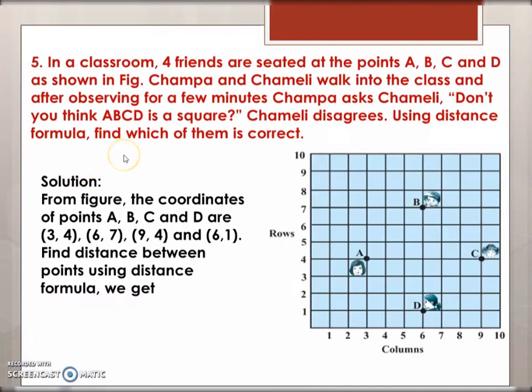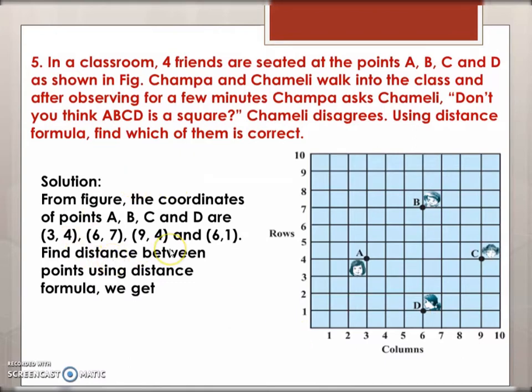So this is question number 5 from exercise 7.1. Now in the given figure there are 4 students. The students are sitting in points which are marked as A, B, C and D. Now you have to determine what type of figure is formed over here.